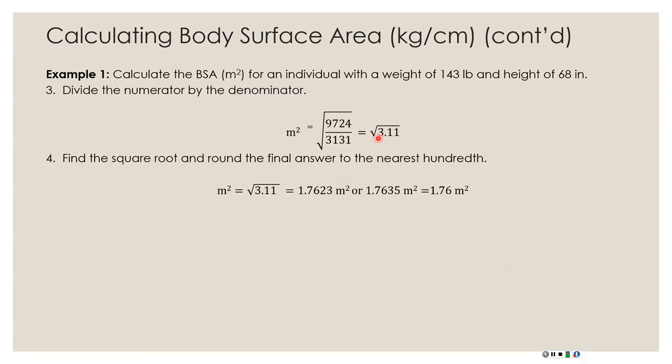There's a little bit of a difference now. If you would have left the number in your calculator after you divided 9724 by 3131 and then pushed the square root button, there would have been some numbers after here. And that's usually what I do because, again, it's the most accurate. But your book does tell you to just round to the hundredth here.